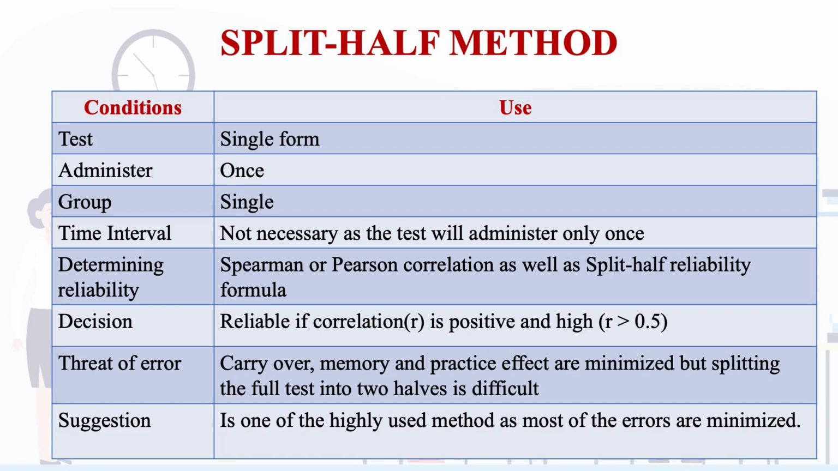And here the threats of error, such as the carryover effect, memory effect and practice effect, are minimized, but splitting the full test into two halves is difficult. So carryover, practice and memory effects will not work here. But another error it permits, that is splitting the full test into two equal halves, which we will further discuss. As a suggestion, it is one of the very highly used methods, as most of the errors are minimized here.